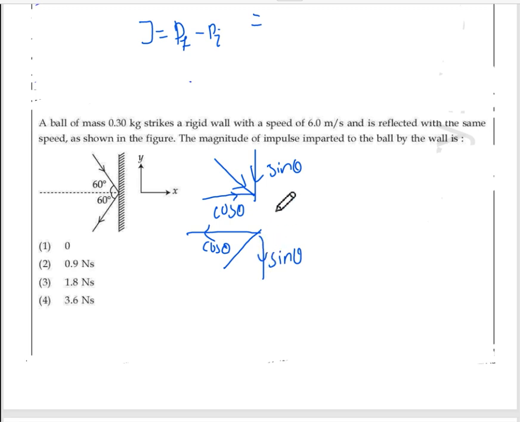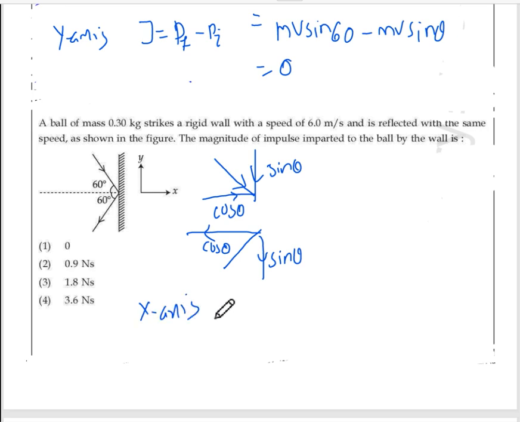So here P final is mv sine theta. If I take the y axis first, in the y axis P is mv sine 60 minus... as mass is the same and velocity is the same, it will be the same as mv sine theta, because it is going towards down. If you take down as positive, so both are positive, so it will become 0. So now I just calculate for the x axis.